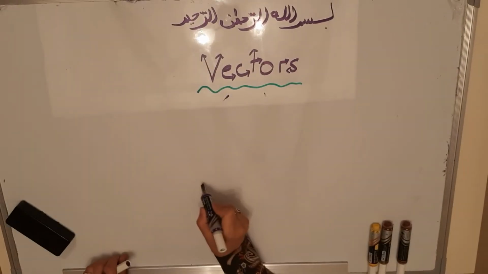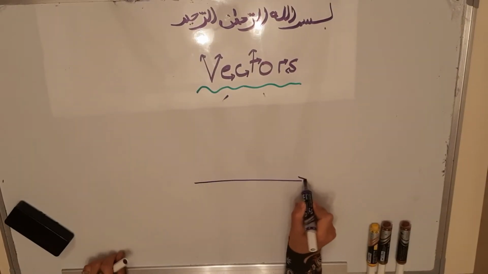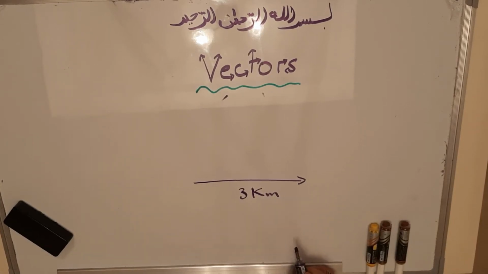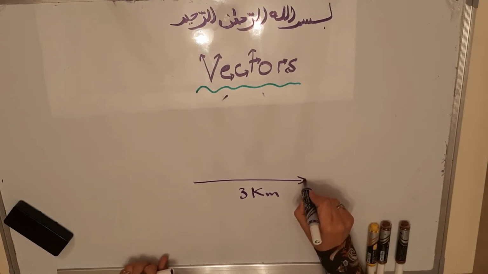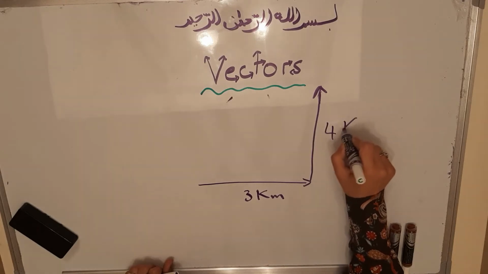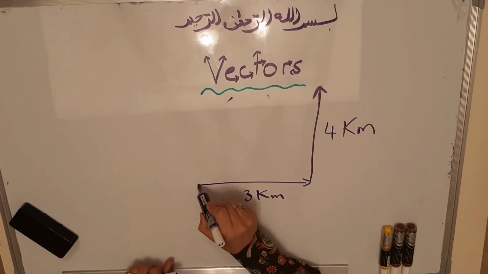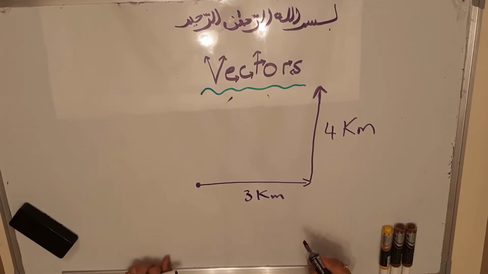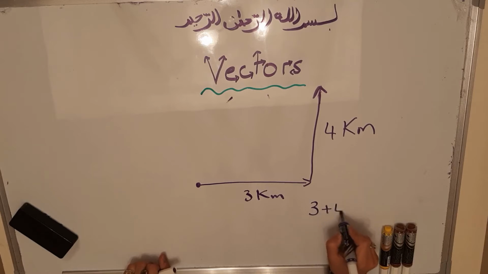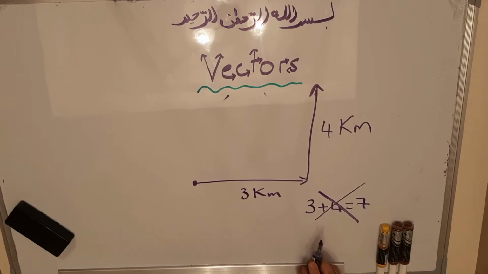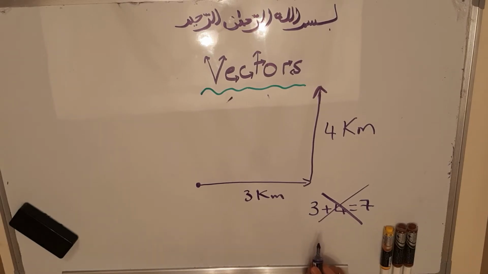Now, let's say I walked 3 kilometers towards east, so this is 3 kilometers, and then I went 4 kilometers due north, so this is the 4 kilometers due north, and then I want to know my total displacement with respect to the origin here. Am I going to say 3 plus 4, 7? No, this is not correct, because these two vectors do not have the same direction. So how do we add them?